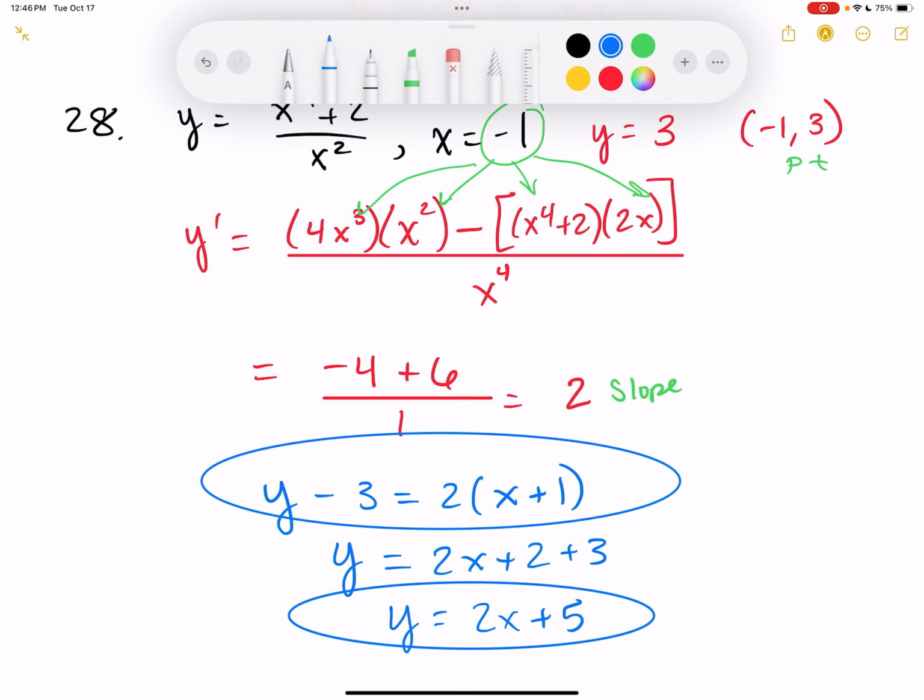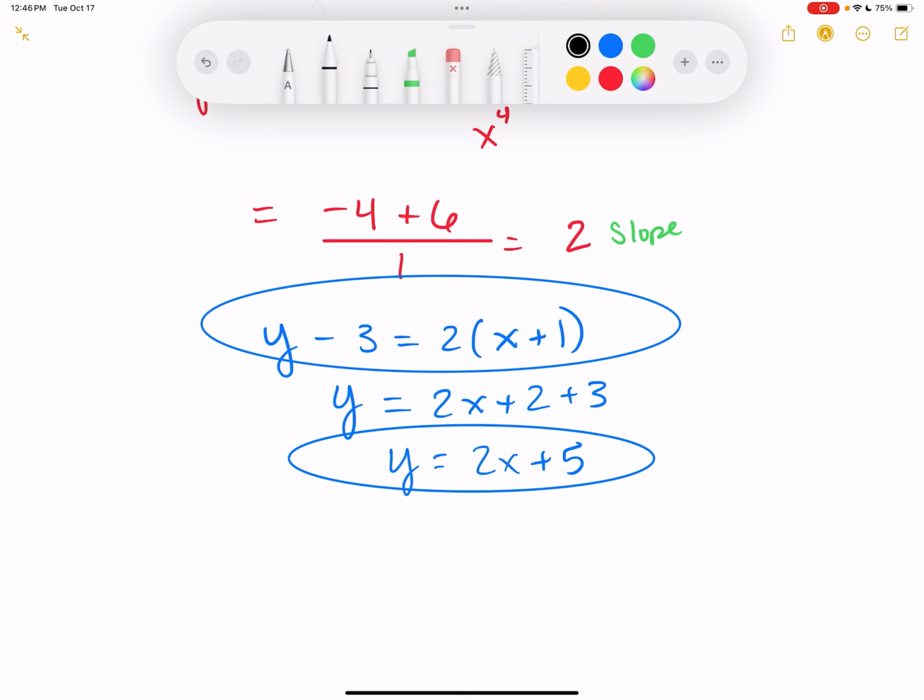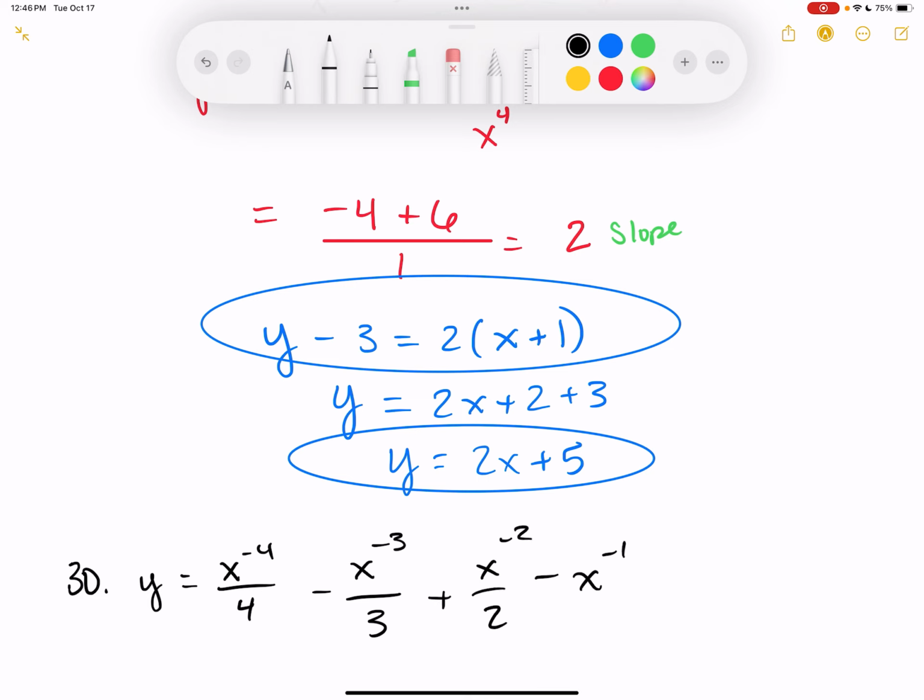All right, this next one's a little bit interesting, and you'll see why in just a second. So y is equal to x to the negative 4 over 4 minus x to the negative 3 over 3 plus x to the negative 2 over 2 minus x to the negative 1 plus 3. And we're taking the derivative of this still. It's the same instructions as the one we just did.